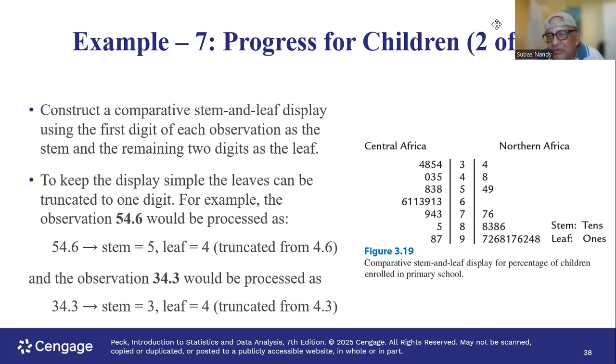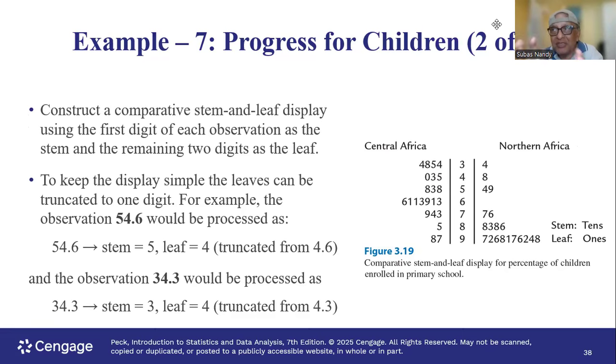In Northern Africa the lowest is 34, and so it is in Central Africa. In Central Africa, 98 is the highest, and in Northern Africa it is also 98. But the number of leaves in each class is quite different. For example, in the class with stem of 6, Central Africa has 1, 2, 3, 4, 5, 6, 7 leaves, and nothing in Northern Africa. So from the distribution of leaves, we can easily conclude that a higher percentage of school-age children go to school in Northern Africa.